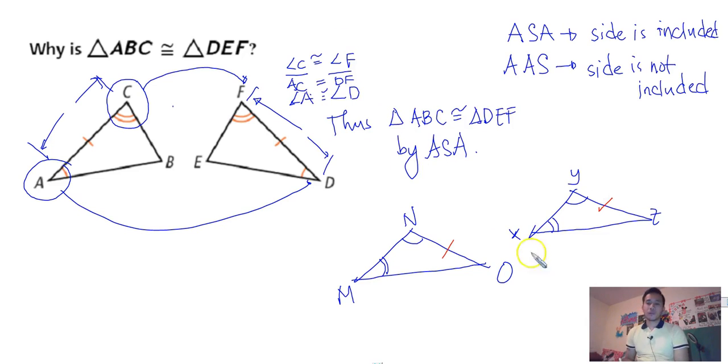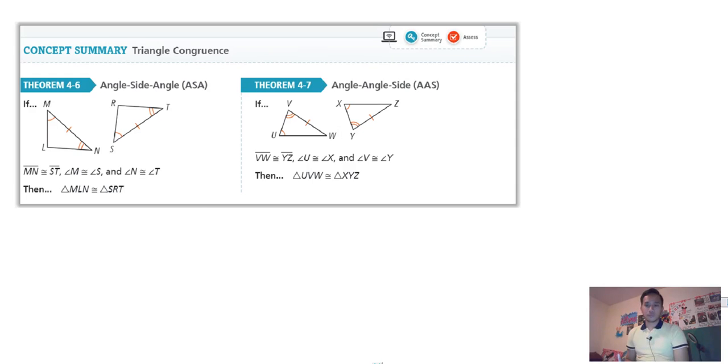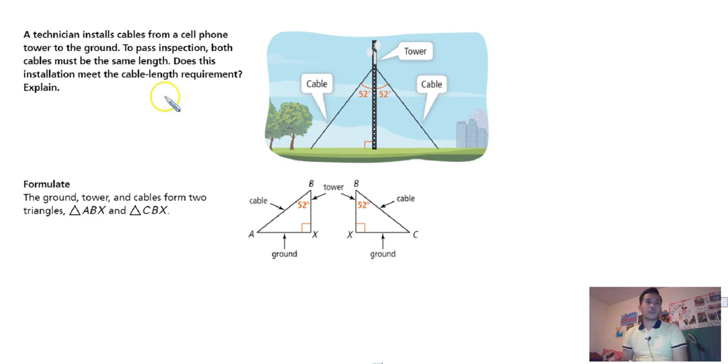Now let's have some application here before we go to the concept. A technician installs cables from a cell phone tower to the ground. To pass inspection, both cables must be the same length. Thus, this installation meets the cable length requirement. So we have to explain.